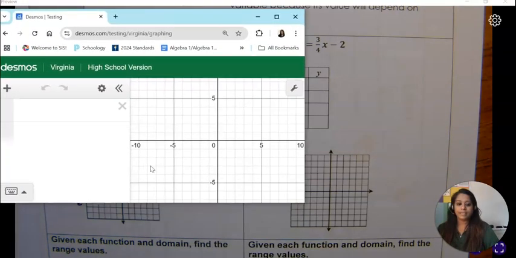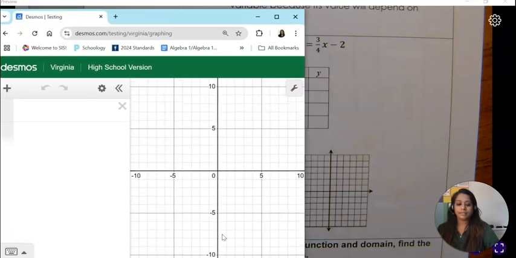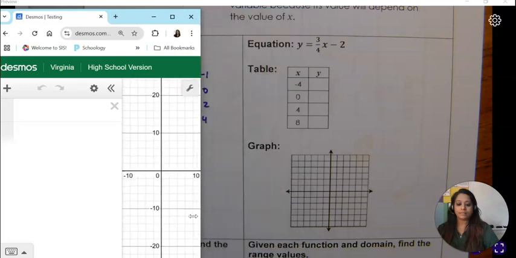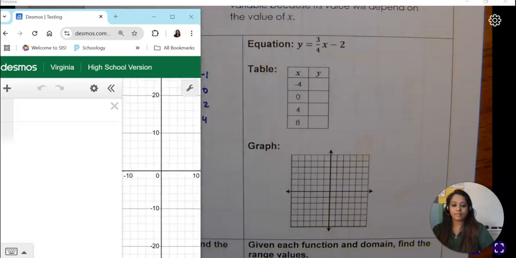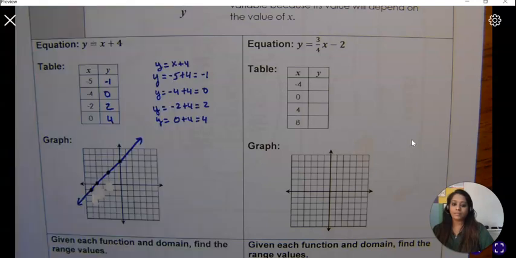Hey Desmos, here's this. I probably should just go home, you guys, right? Where are you?